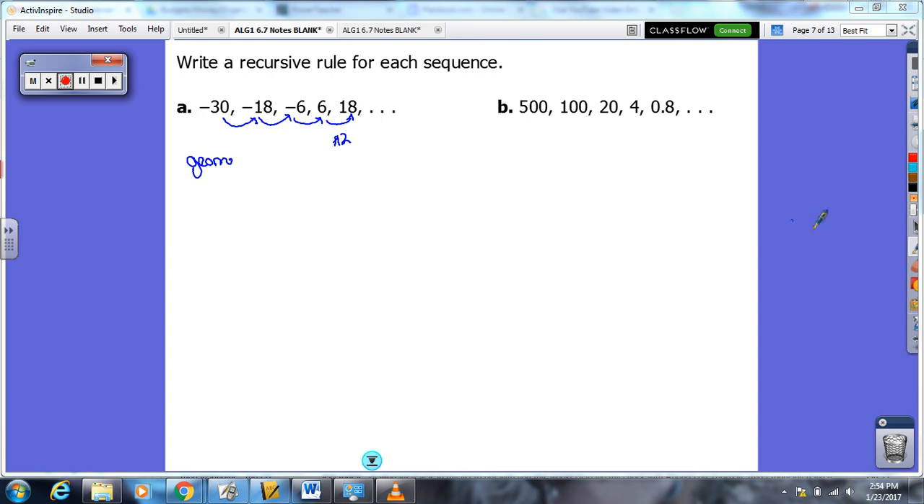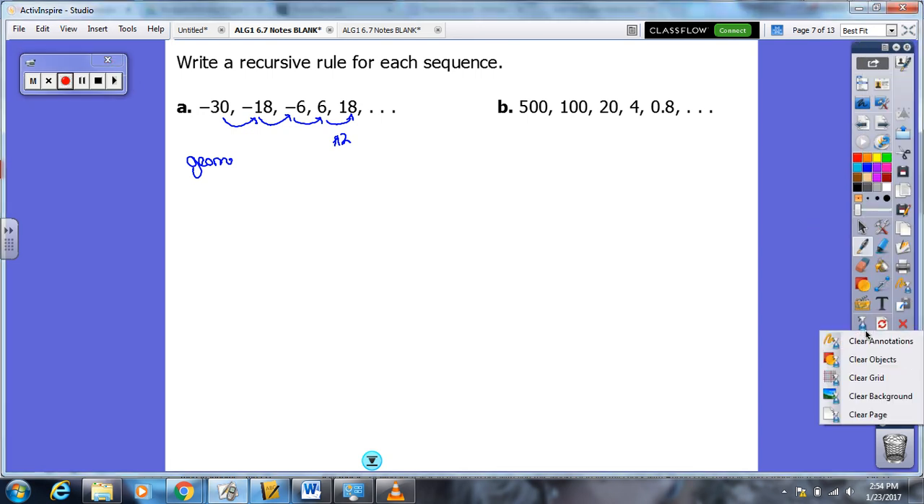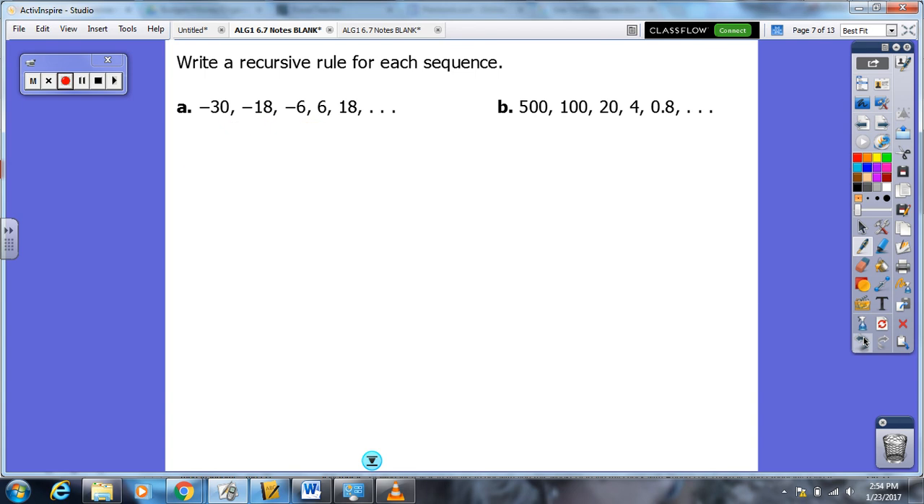Okay, so today we're going to cover the second part of the 6.7 notes that we didn't get the chance to finish on Friday. When it wants you to write a recursive rule for each sequence, you have to first determine what type of sequence it is, okay? So you need to ask yourself, what type is this?